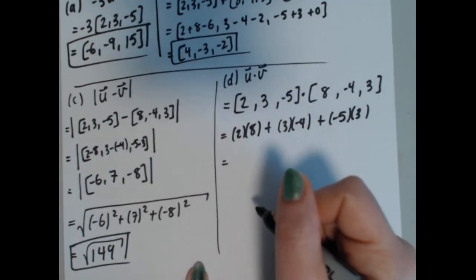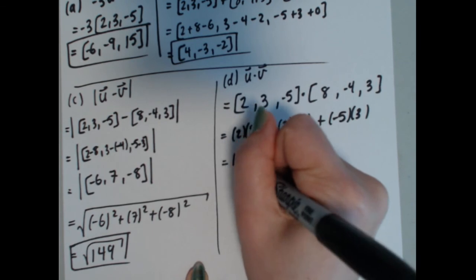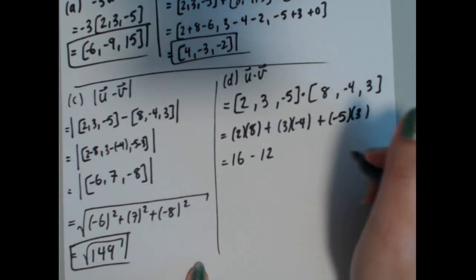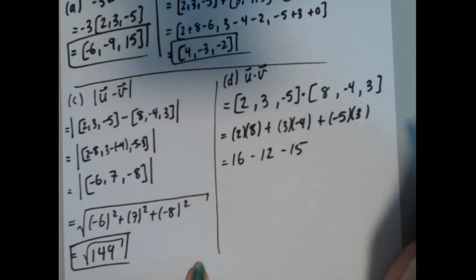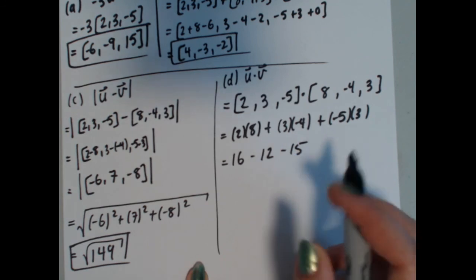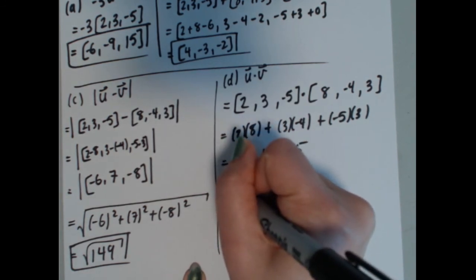Just a series of calculations here. Okay, so 2 times 8 is 16. 3 times negative 4, that's negative 12. And negative 5 times 3, that's minus 15. So if you combine all of these together, that's going to be 4 minus 15, that's negative 11.